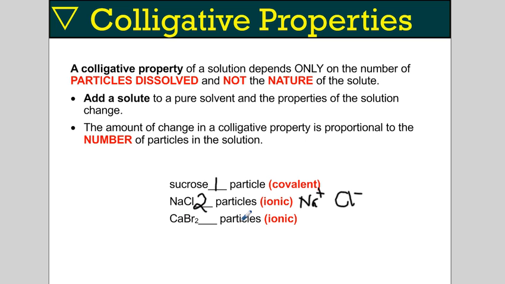Calcium bromide, much like sodium chloride, ionizes in water, and in doing so, you're going to receive 3 particles. That's because for every calcium ion, you will have 2 bromides, so 3 particles per formula unit. Therefore, all things being equal, calcium bromide would have the greatest impact on the colligative properties of a solution.